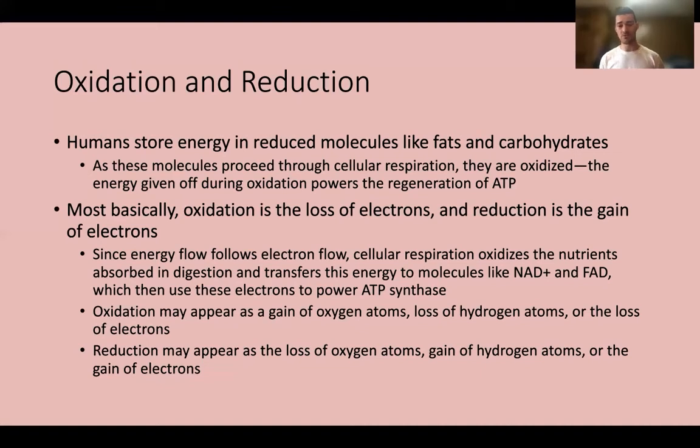Gain of hydrogen atoms, we can look at NAD+ again. If we add an H, it's a hydride ion. It's not an H+ ion, so that means it's actually carrying an electron, and that's how we get to NADH, which is that high energy reduced form. And the gain of electrons, same thing. If we're looking at a metal, for example, or any sort of ion, anytime it gains an electron and changes its oxidation state, that would be considered reduction as well.